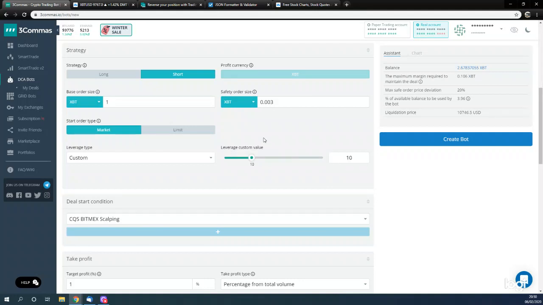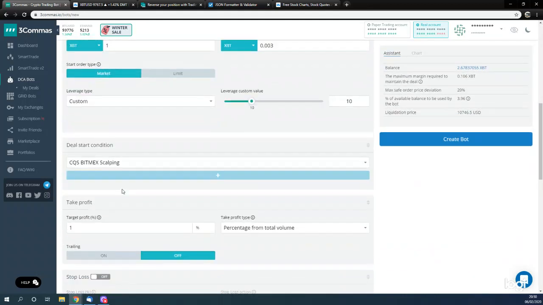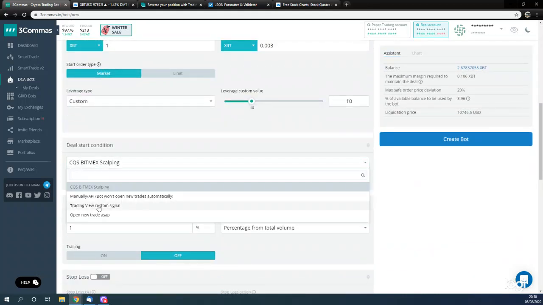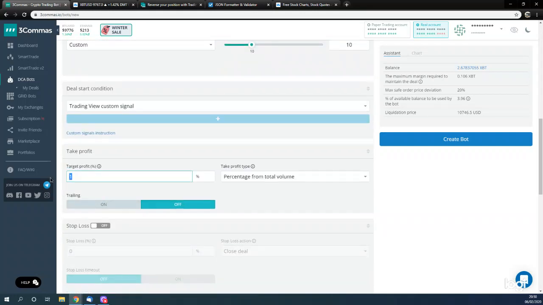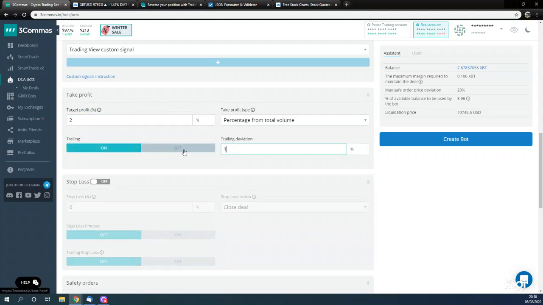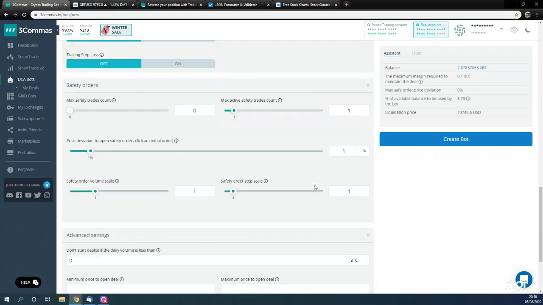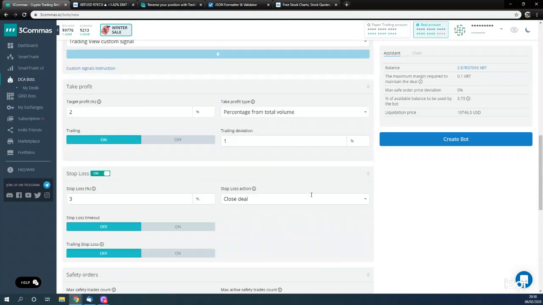Just in case you want to use your capital for any other trades, just have that as 10. So, TradingView custom signal, target take profit 2, trailing on, trailing deviation 1, stop loss on, stop loss 3%, take this safety order down, so that's okay. Stop loss action closed deal, no stop loss timeout, and no trailing stop loss. So that's all quickly set up for us.